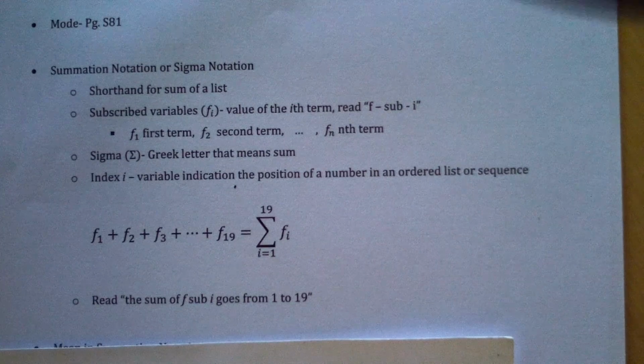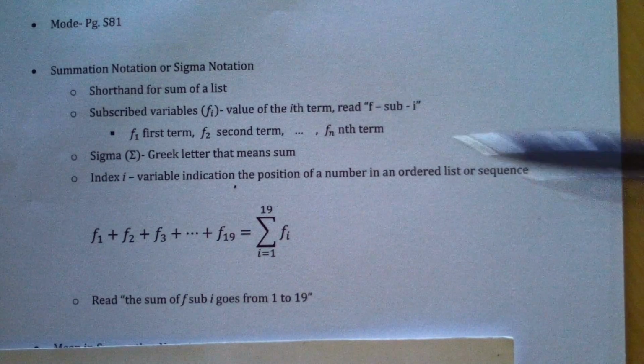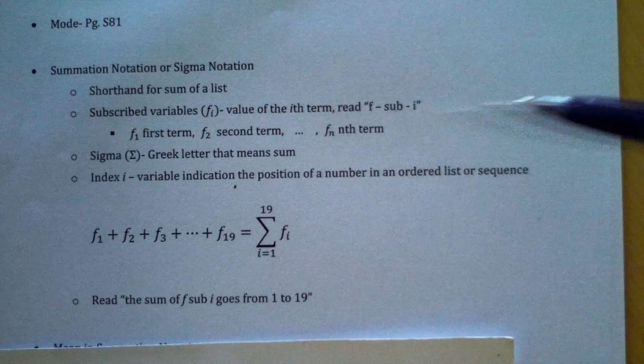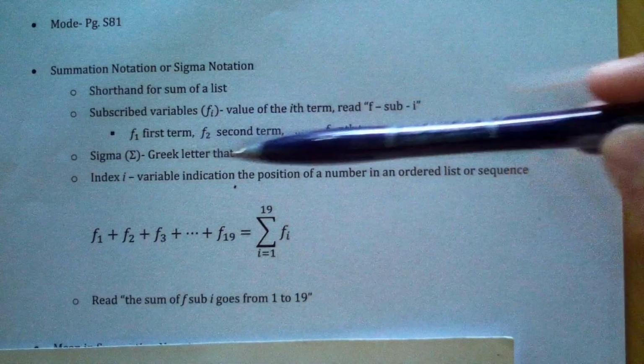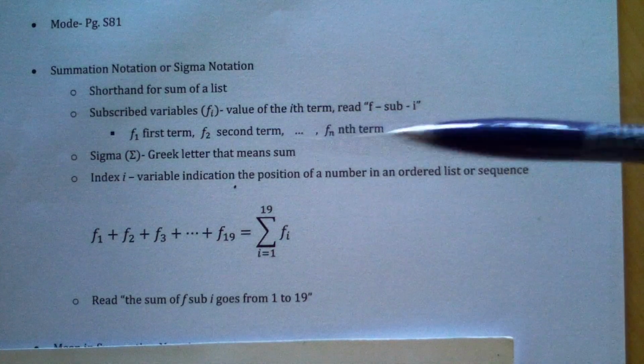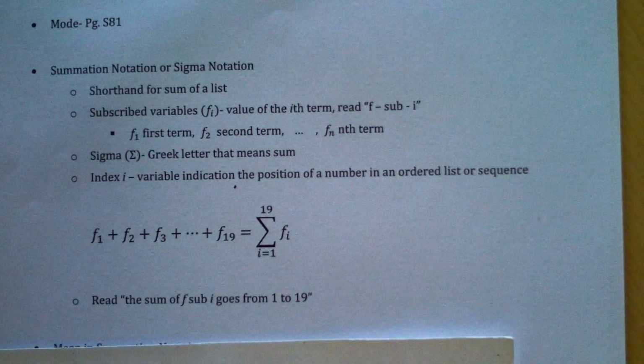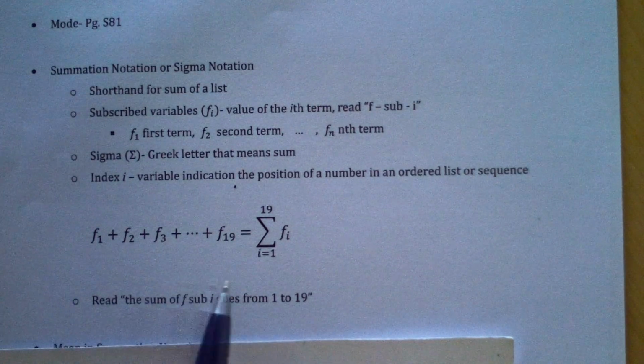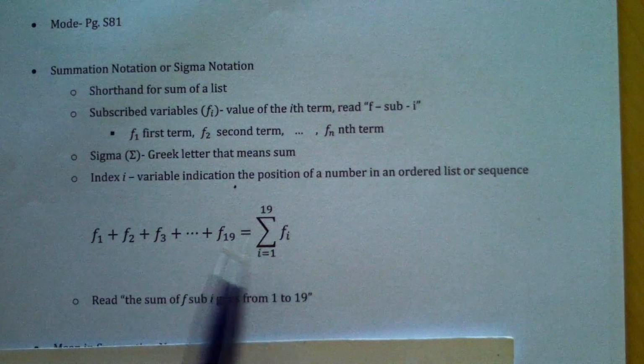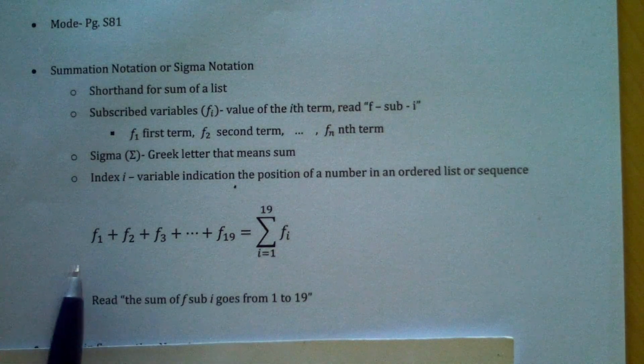And then if they ask you how you would read this out loud, it's the sum of f sub i, and that goes from 1 to 19. So it looks way more complicated than it is. Same with this next thing here. This is like finding the average or the mean from that summation notation. There are going to be some questions on that too.